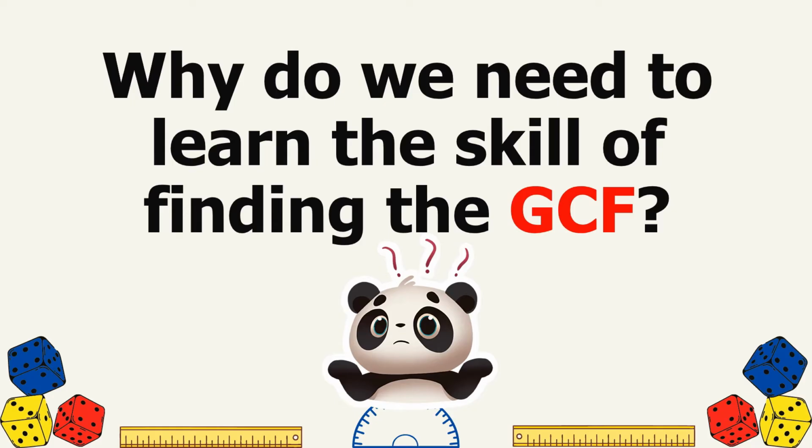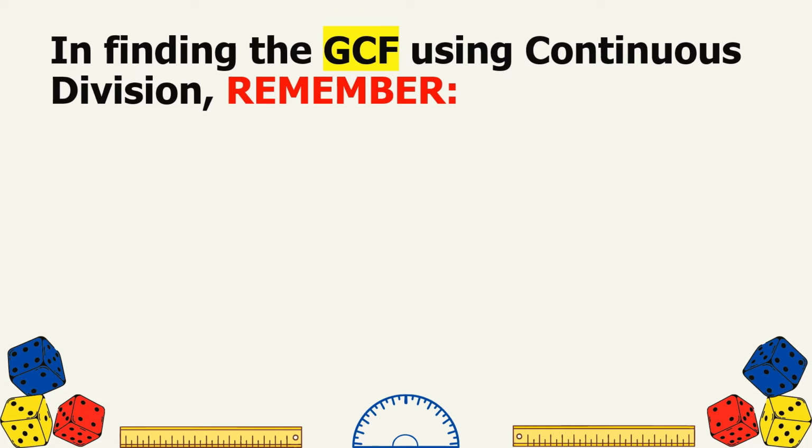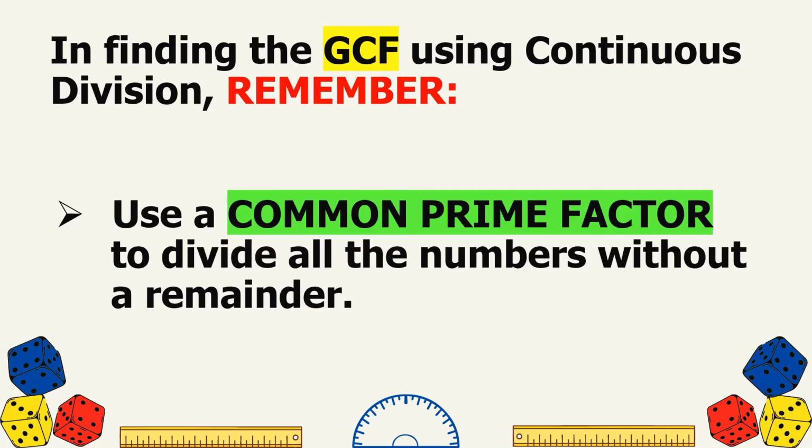So why do we need to learn the skill of finding the GCF? GCF helps us simplify fractions easily. We can also use it in solving math problems that we may encounter in our daily lives. Now, in finding the GCF using continuous division, remember, use a common prime factor to divide all the numbers without a remainder. Or in other words, all the numbers must be divisible by a common prime factor without a remainder.